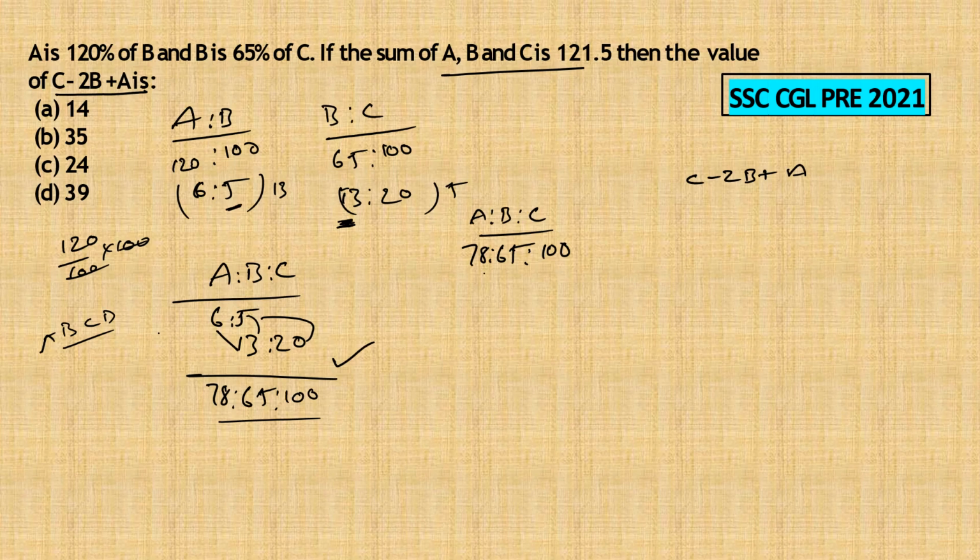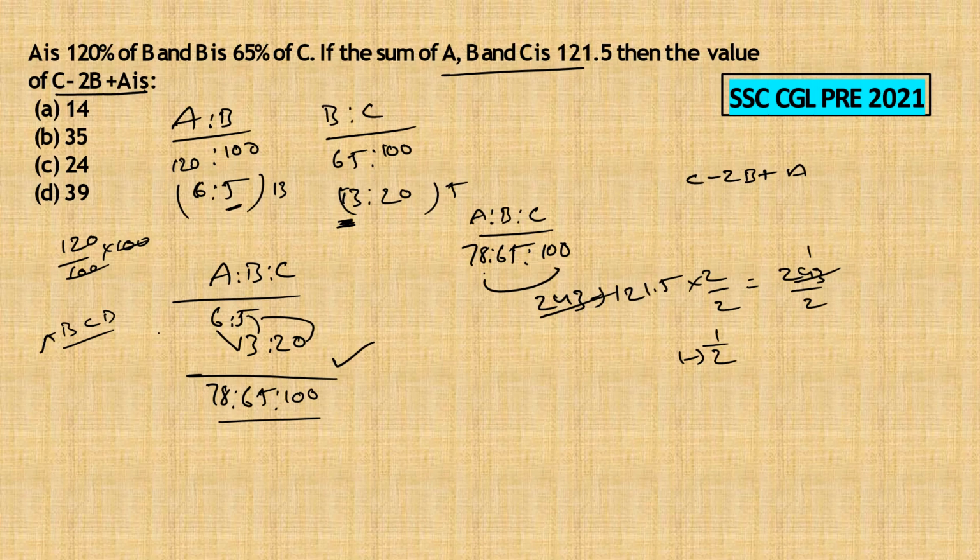The sum of A, B, C is 121.5. That is the sum of the ratios 100 plus 65 plus 78. That is 130, 130, 230, 243. 243 ratio denotes 121.5. You can observe here clearly that 121.5 into 2 equals 243. I'll do it here 2 by 2 to get 243 by 2. 243 ones are 243. That is, 1 ratio is 1 by 2.